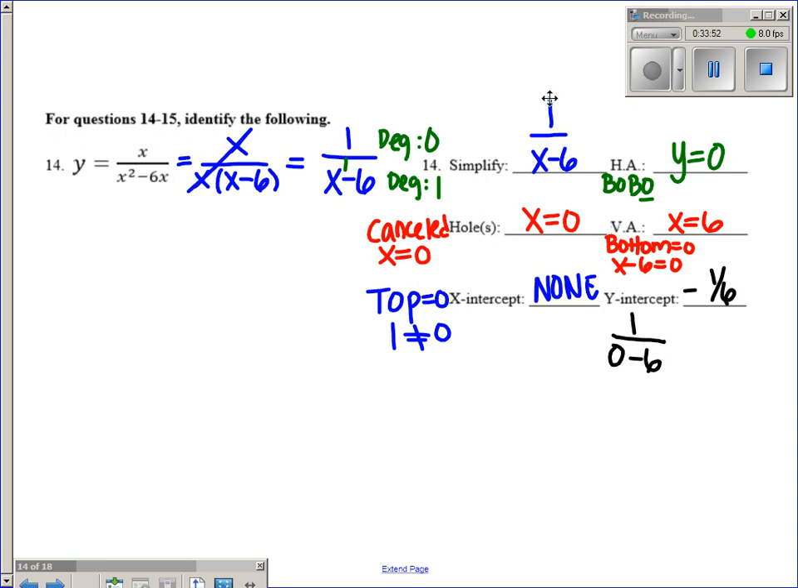Now again, for x-intercept and y-intercept, you could write this as an ordered pair. You could put x equals, you could put y equals, or you could just write the number. I'm really okay with any of that.